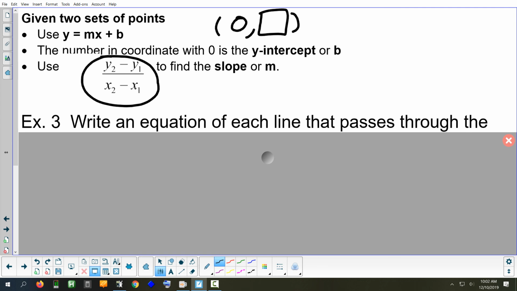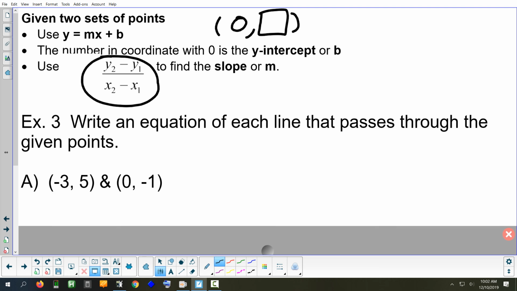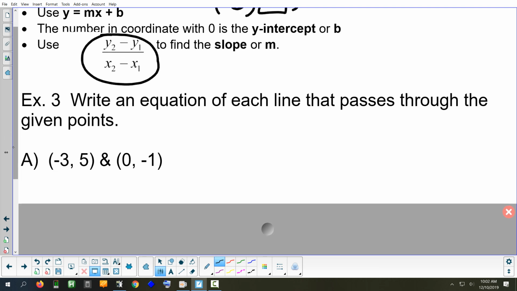So still got to find the slope, still got to find the y-intercept. It's just a little bit more work because you don't have a picture. Okay, so there's your 2 points. I want to know the equation of the line that would go through those 2 points.